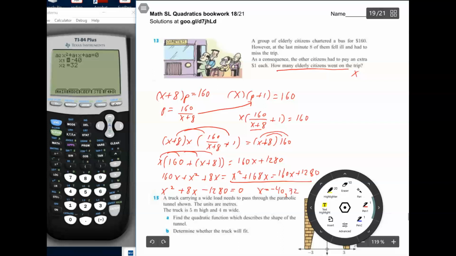You always have to be wary of negative numbers, because usually they're illegal for the word problems that you're doing. Can you have negative 40 senior citizens? I think not. So the number of elderly citizens who went on the trip was X equals 32, because that's the only legitimate number you got there. Okay? So 32 went on the trip. Originally it was 40. Okay?